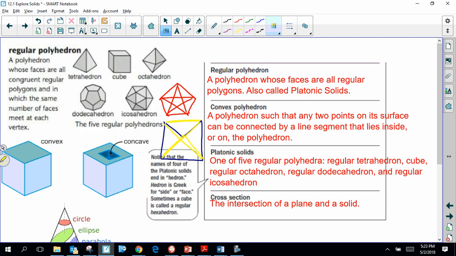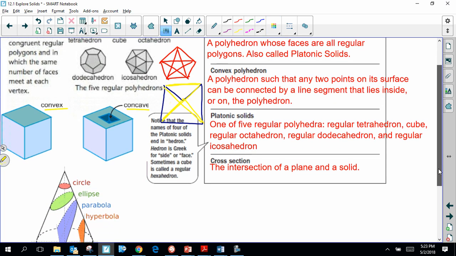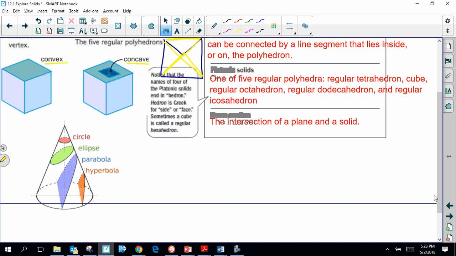Essentially, part of it goes to the interior portion of the figure, and that's the same thing with a polyhedron. So over here on the left, we have a convex polyhedron and a concave polyhedron, and the difference between them is that part of the concave figure will be facing towards the interior of the figure. And the last thing that we're looking at here is the cross sections.